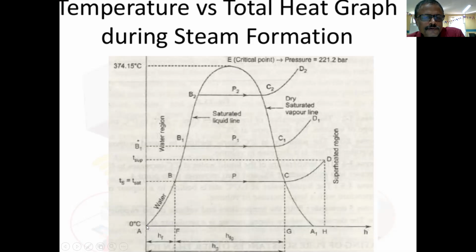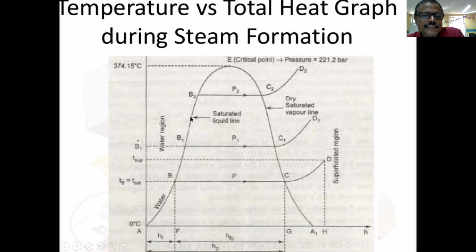In this graph, you can see three different zones. The zone from point A to point E is a liquid line. It is also called the water region. It is to the left of this line A, B, B1, B2, E. So the region to the left of A, B, B1, B2 and E is the water region.